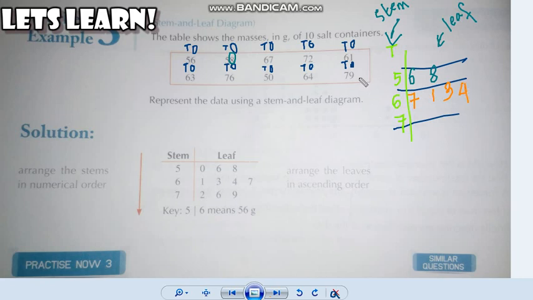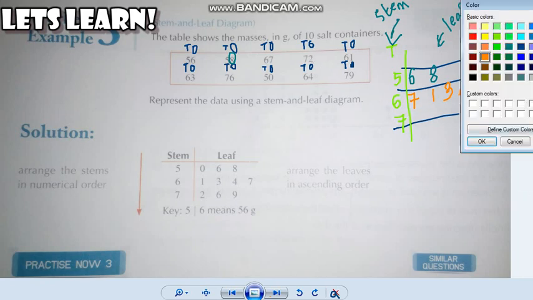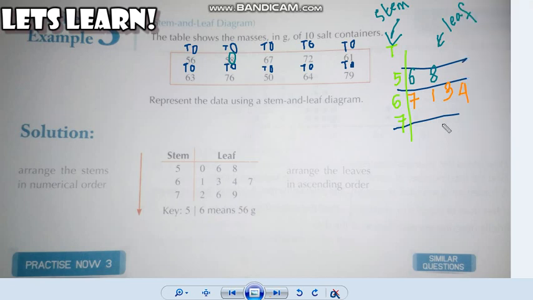Then now look for the numbers having 7 in the tens places. So in the first column we have 72. The 7 will stay out in the column of the stem, and 2 will go inside. Then we have 76 in the second column. So in the second row, 7 will stay outside and 6 will go inside. Then we have 79. So 7 will stay outside and 9 will go inside.